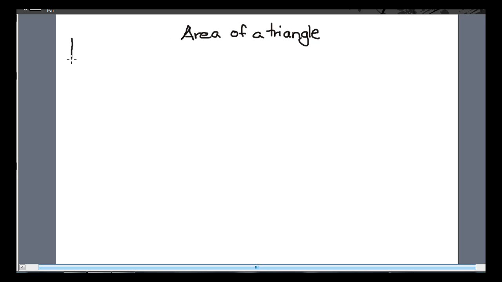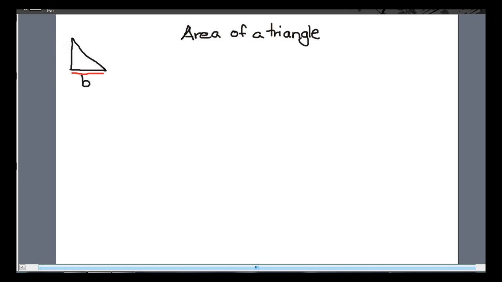If we have a triangle that looks something like this, then we have two key features that are extremely important for us to know. First, we want to know the base. The base is this line here across the bottom of the triangle.